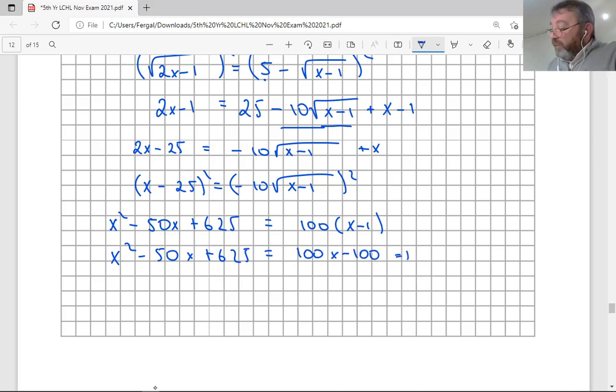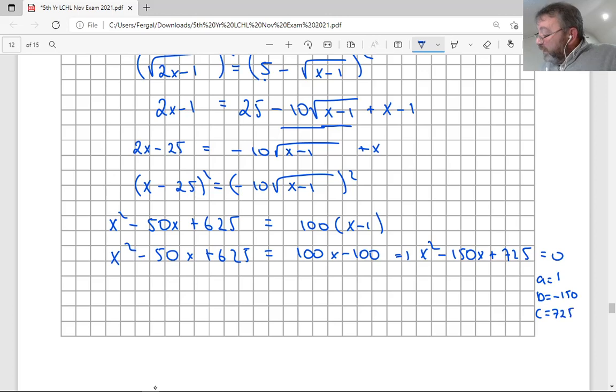Now, form your quadratic. So you're going to subtract 100x from both sides. That's x squared minus 150x. And you're going to add 100 to both sides, which is 725. And that's equal to 0. And that's the quadratic expression that you're going to use. Now, in this case, I think I'm going to use minus b, because I think it might be just a little bit easier. You've got a as 1, b as minus 150, and c as 725.